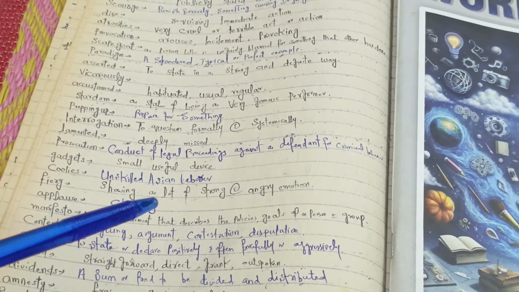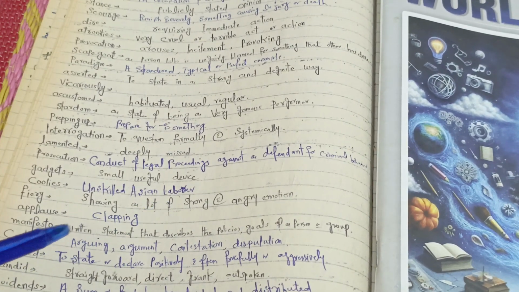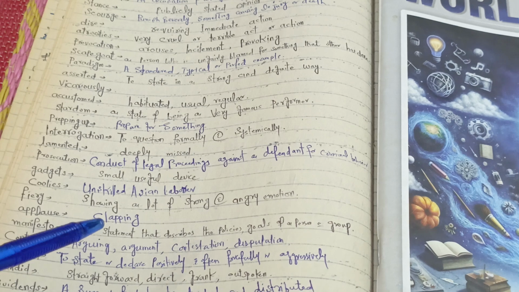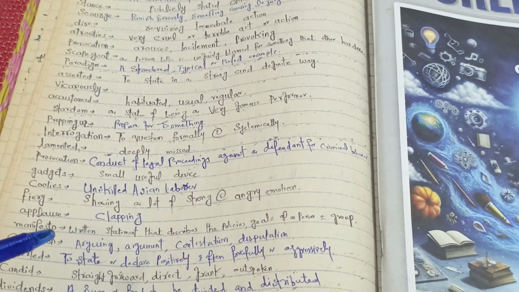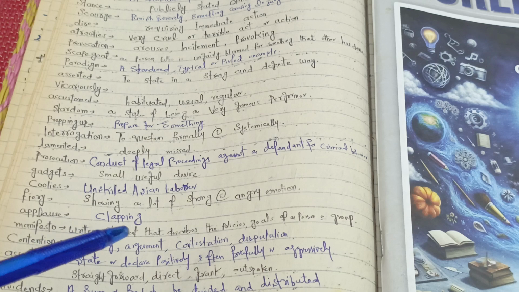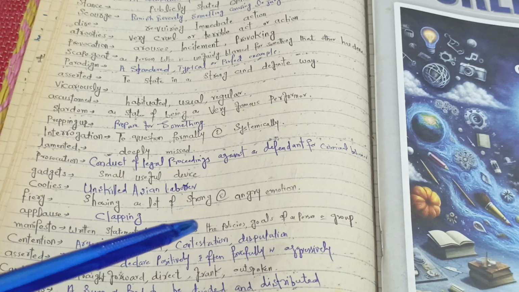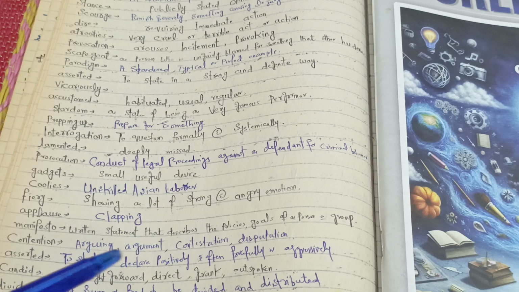Next one, fury. So showing a lot of strong and angry emotion. Next one, applause. So clapping, admiration. Next one, manifestos. So a written statement that describes the policies, goals of a person or group.